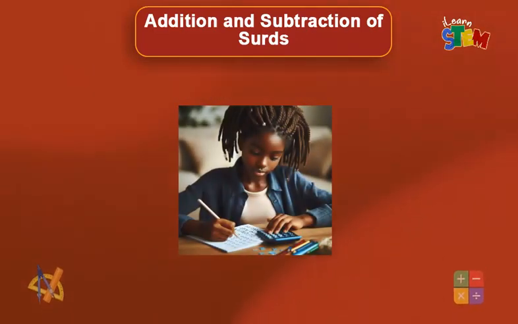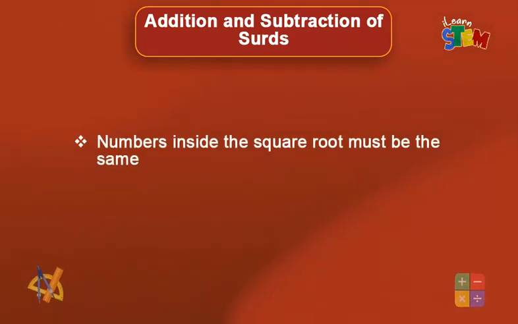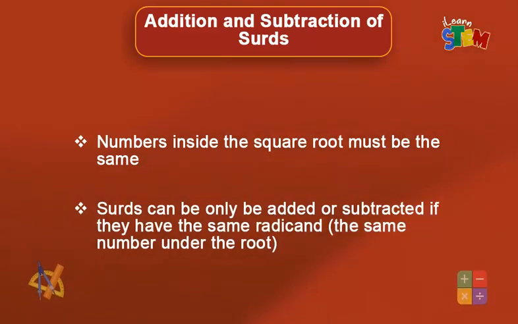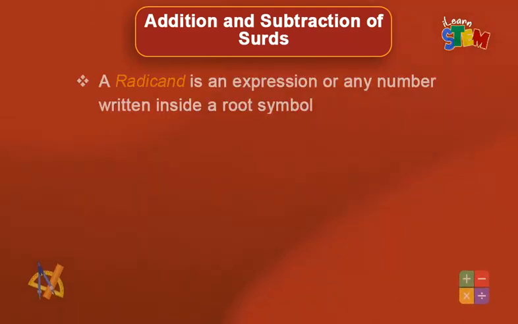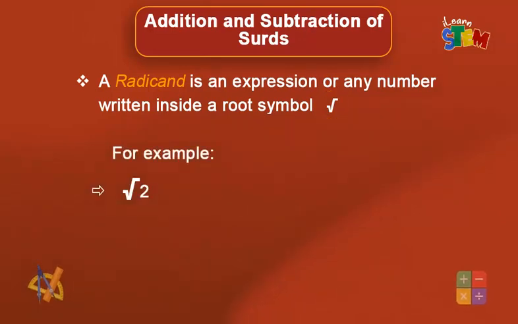Remember, we learned that when two or more numbers under the square root symbol are the same, they are called like surds. The rule for adding and subtracting surds is that the numbers inside the square root must be the same. In other words, surds can only be added or subtracted if they have the same radicand. That is, the same number under the root. A radicand, in mathematics, is an expression or any number written inside a root symbol. For example, in root 2, the radicand is 2. Also, in 3 root 5, the radicand is 5, etc.